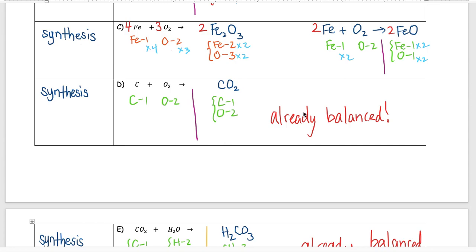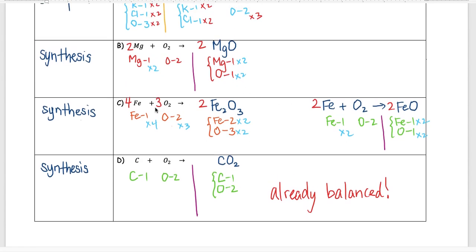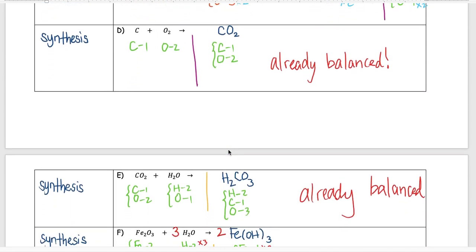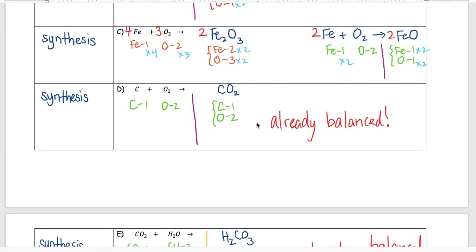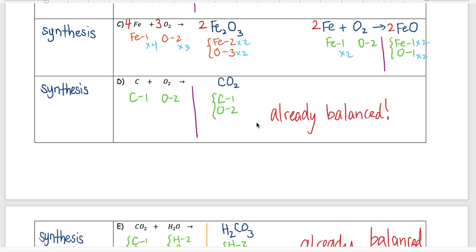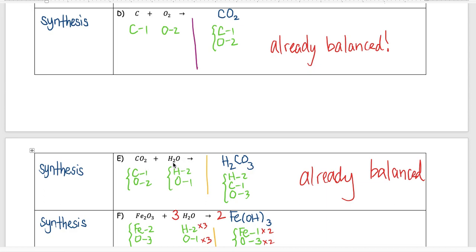So I've analyzed it, it's balanced, okay? So just say balanced already. Where if it isn't balanced, then I want you to write the coefficients in, okay? So we had a couple like that, already balanced, right? Because with the synthesis reactions, we're just sticking those nonmetals together, or we're sticking the nonmetal oxide with water right together.